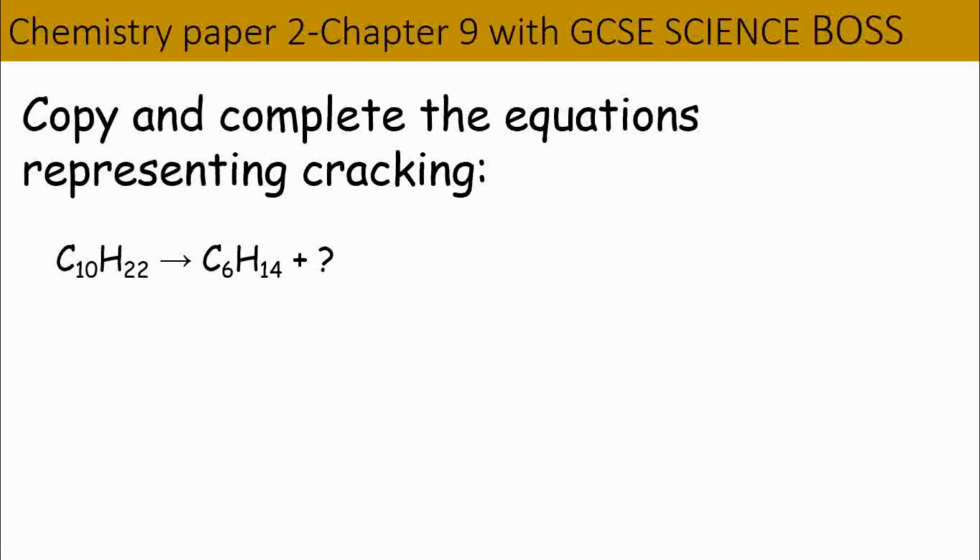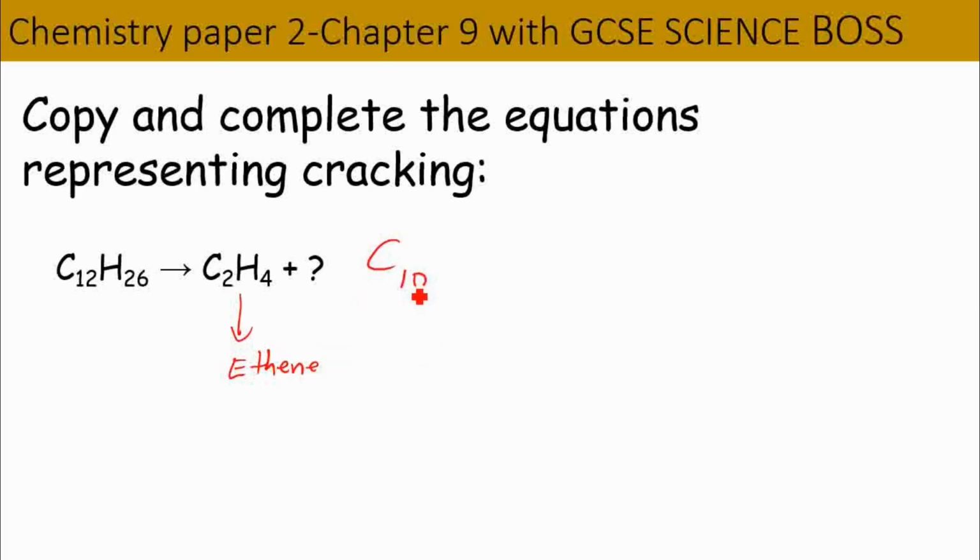And on to the next one. Let's have a look at this. So we started off with C2H4. Straight away I know that is ethene. So my other product has to be an alkane. So that has to be C10 because 10 add 2 gives me 12. And it's going to be H22. How do I know that? It's going to be 26 subtract 4, which gives me that bit there. So my missing bit there is dodecane. Don't worry about the naming of these compounds.